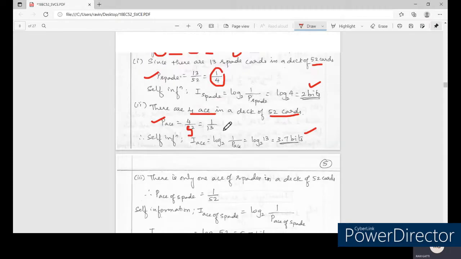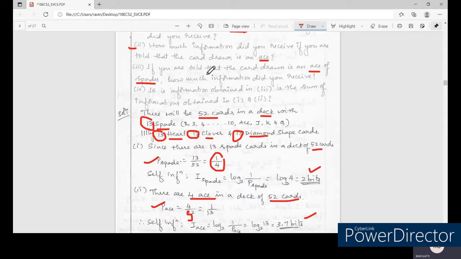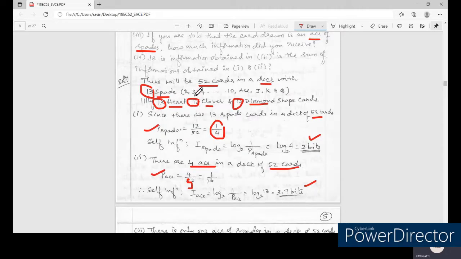Now, the third case they have given is, if you are told that the card drawn is an ace of spade, how much information did you receive? They already said that it is the ace of spade. So what does this mean? In this deck of cards, how many aces of spades do you have?